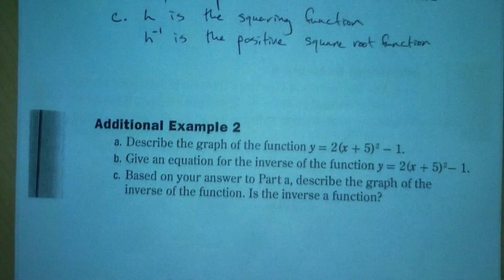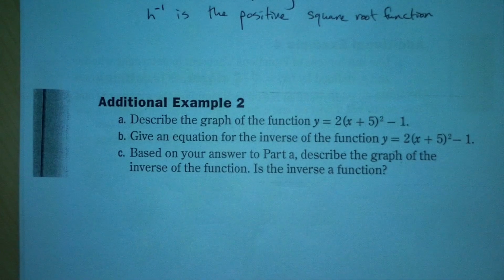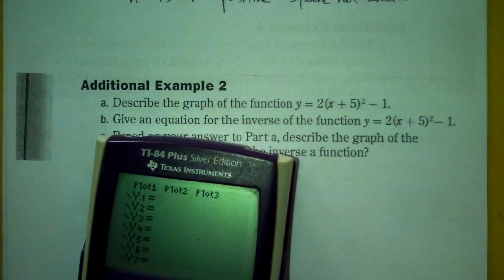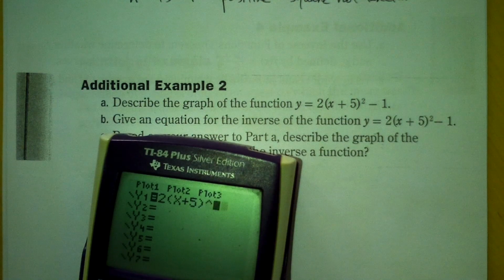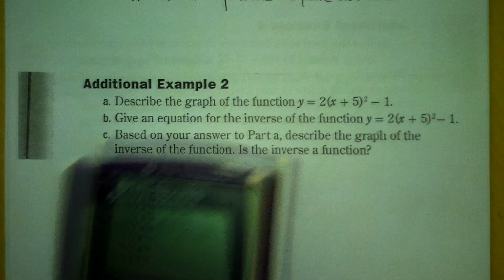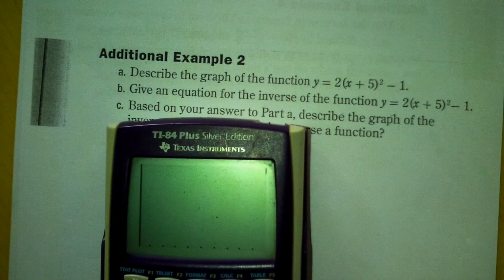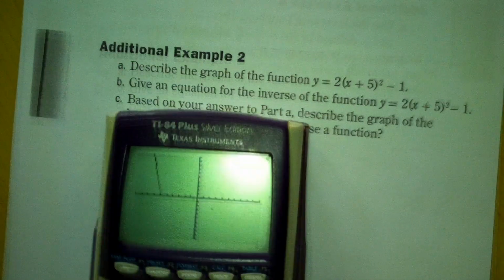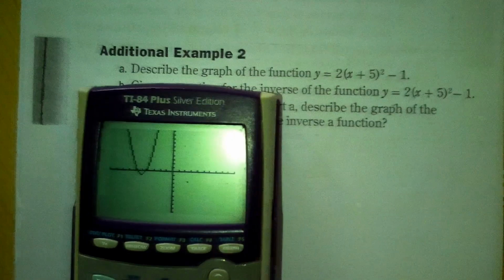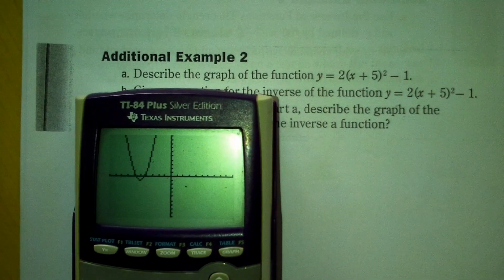So we got 2 parentheses x plus 5 to the power of 2 minus 1. Just getting that graphed, and of course I got it in the wrong zoom here. Okay, so that's what I'm getting for the first one. So when it says describe it, we could draw a little picture of what's going on here if you wanted to. I'm going to do it in different colors since we're going to do the inverse as well. So I'm going to do my function here. It looks like a parabola slid to the left, and then slid down a little bit.